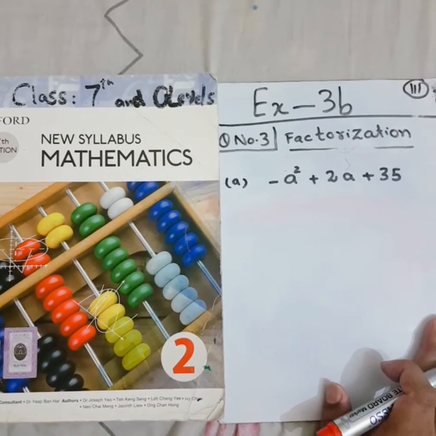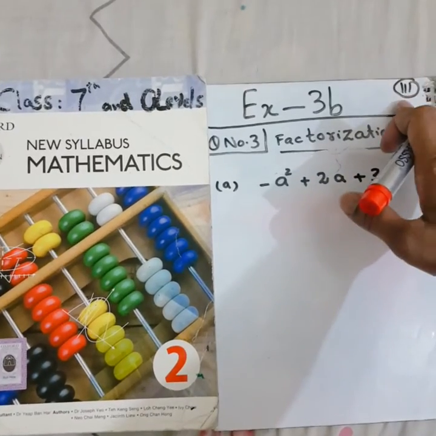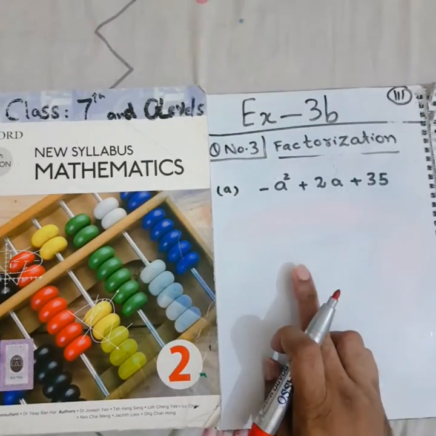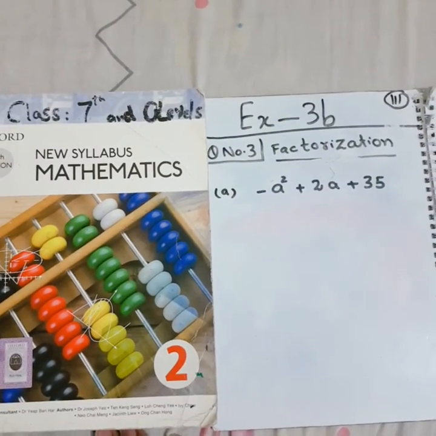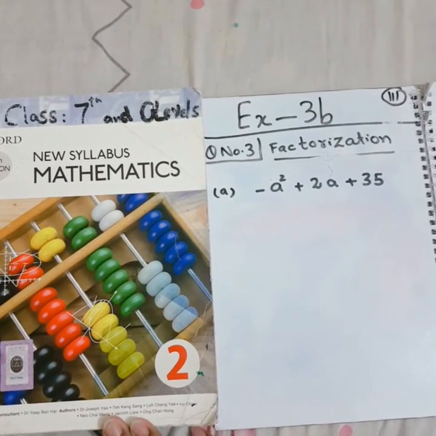This is Class 7th Mathematics, book D2 series for O levels also. The book page number is 111. I always write the book page number on this right top corner. Exercises 3B. I have already done question number 1 and 2, and all parts of question number 1 and 2 have been done. Now I have started question number 3.